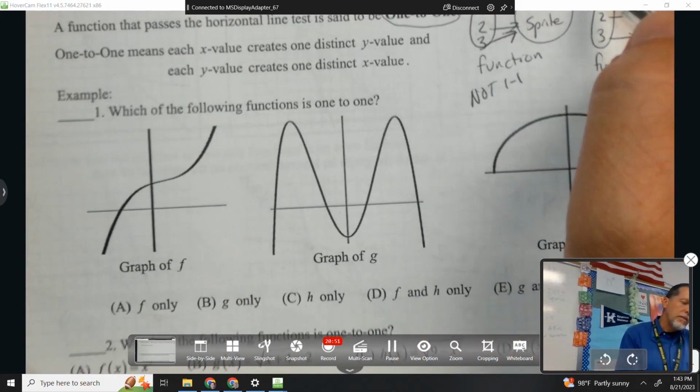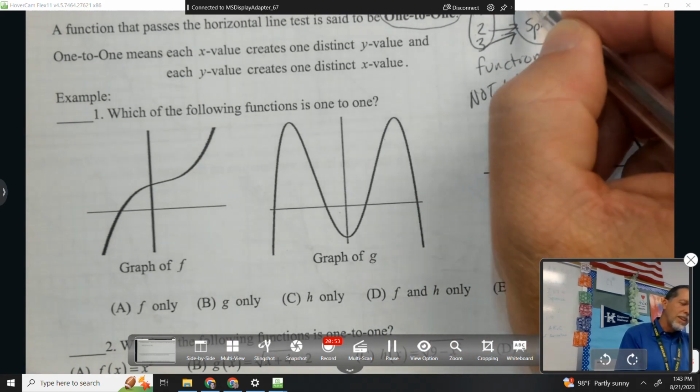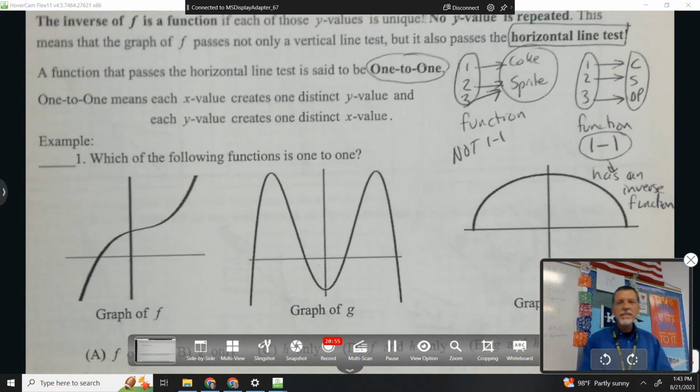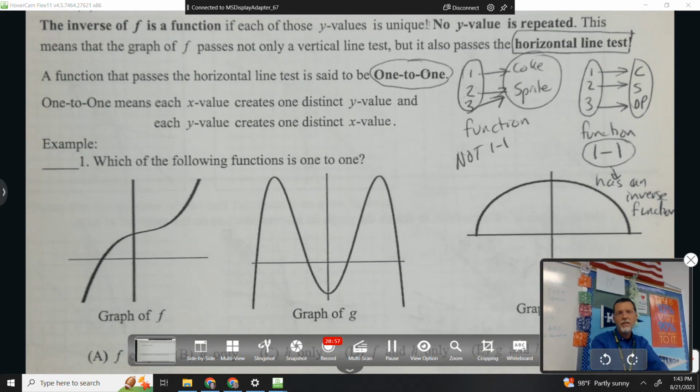The shortcut, thank you. The check for one-to-oneness is the horizontal line test. So that sort of makes sense. To check one way is the vertical line test. To check the other way is the horizontal line test.